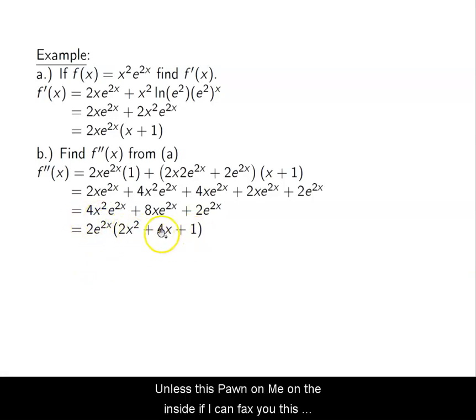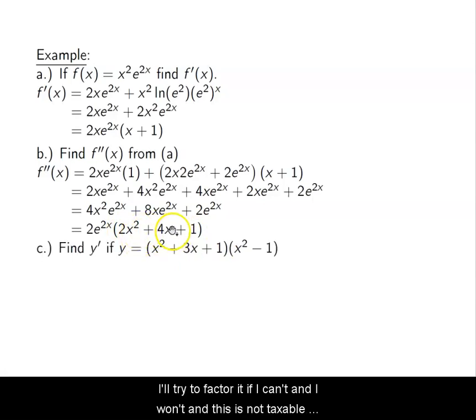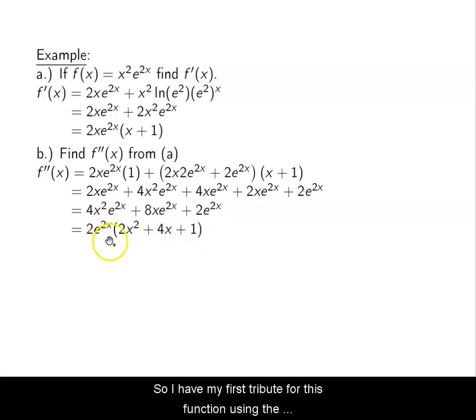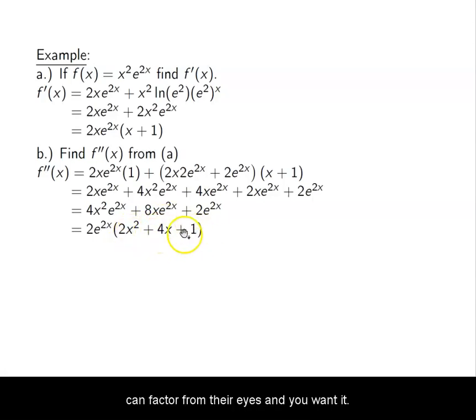Okay. If I can factor this, I'll try to factor it. If I can't, then I won't. And this is not factorable. So this is as far as I can pull it out. Right. So I have my first derivative for this function. Using the product rule, I have my second derivative. Okay. So there's a lot of algebra, which I did say we have in this class. So make sure you go slowly. Look for your common factors. Simplify as much as possible. If you can factor from there, then you want to continue to factor.